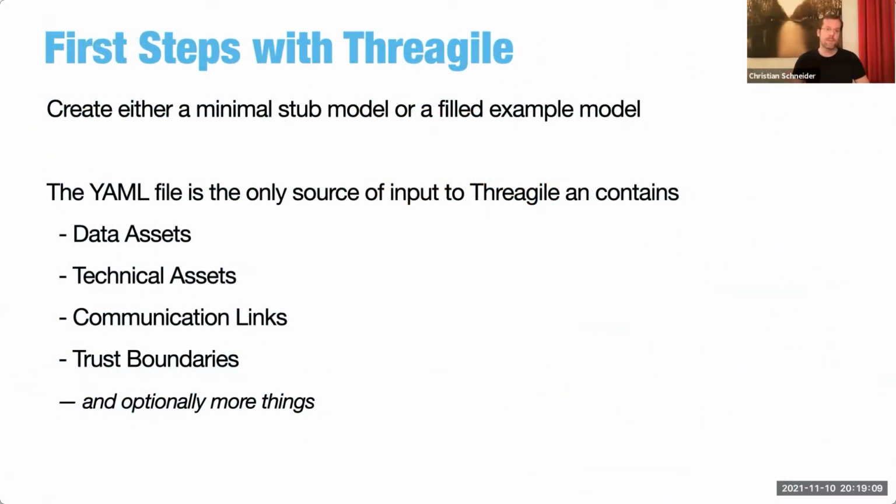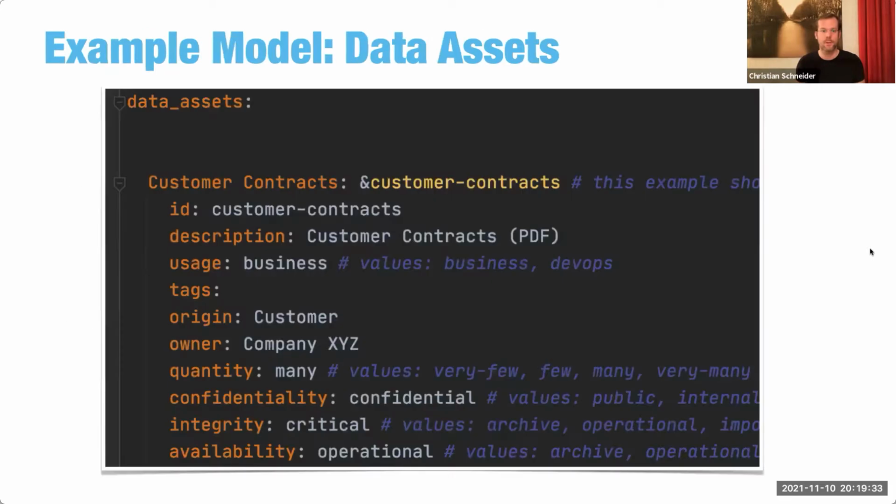So what are the first steps with Threagile? Either you create a minimal stub model and evolve on that, so you can use the stub model provided to have a starting point, or you can use the example model just to have something to play with and see how it works. At the end, your YAML file should contain your data assets, your technical assets, the communication links, and the trust boundaries. And then you execute Threagile on that.